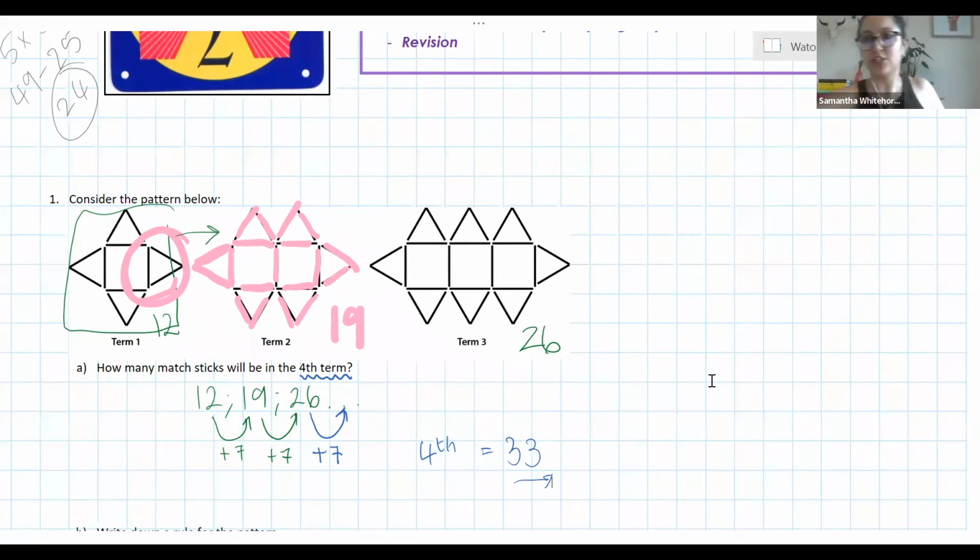So guys, just by looking at our pattern, just by looking at what we're adding or subtracting each time, in this case, I'm adding 7 each time, I can get to my next one. So quickly, how many matchsticks would I have in my fifth image or my fifth term? You can put your hand up, you can put it in the chat. How many would I have in the fifth term?